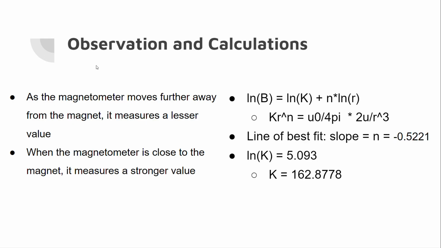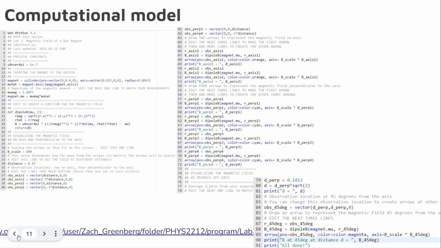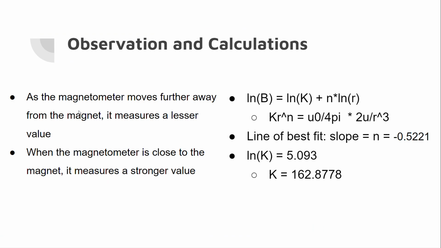Observations and calculations. As the magnetometer moves further away from the magnet, it measures a lesser value, and as the magnetometer moves closer to the magnet, it measures a stronger value, as expected. Here are the equations that we use to calculate using the data received, and this is the best fit line and the numbers that we were able to obtain from this best fit line.